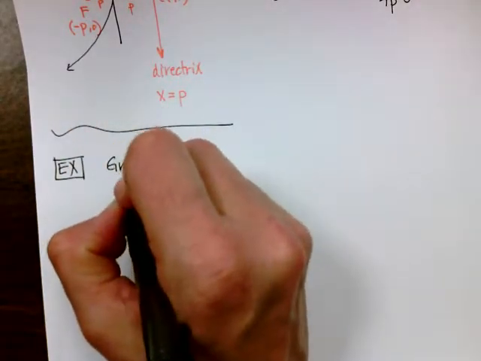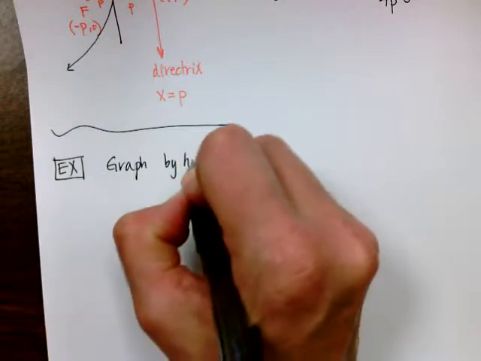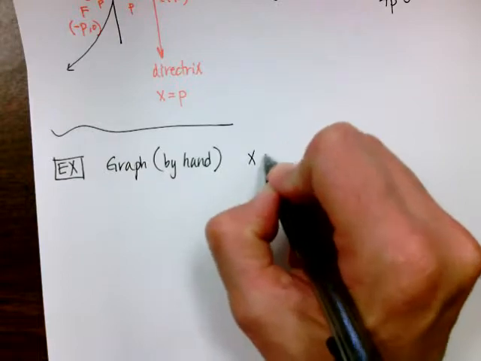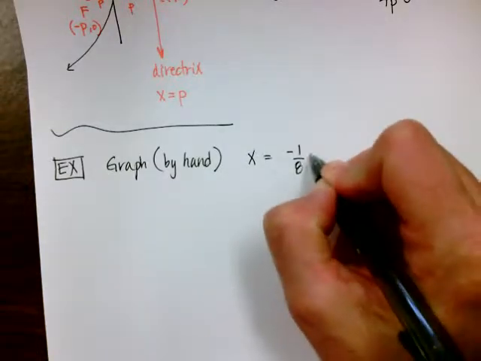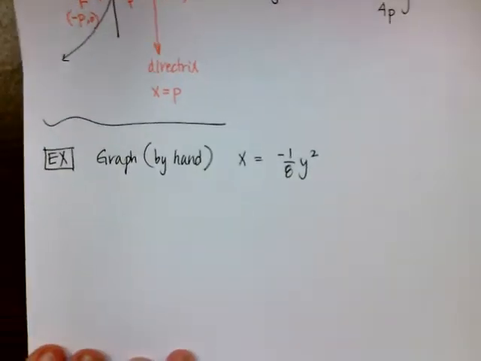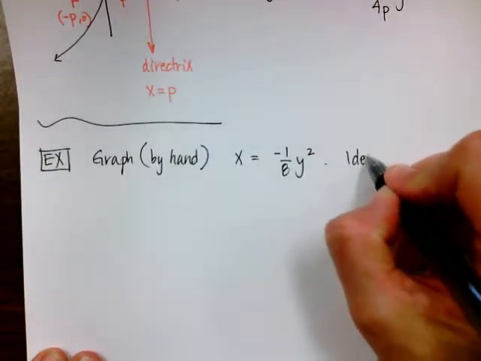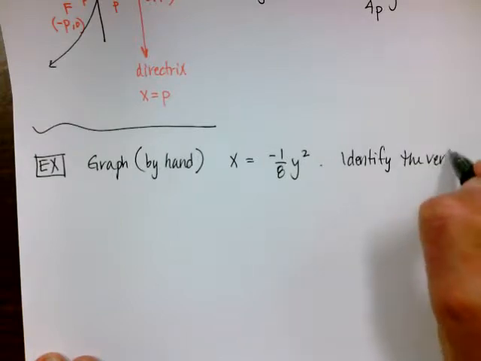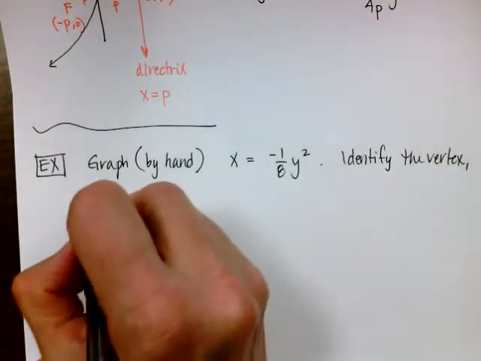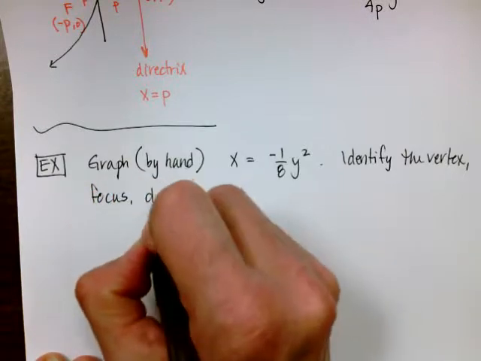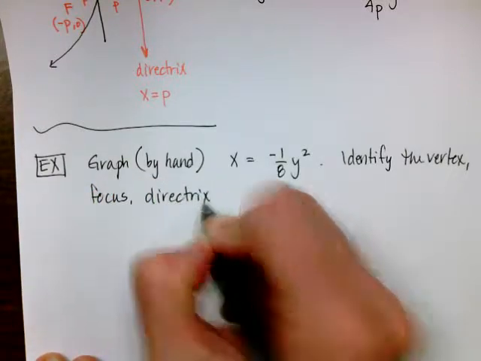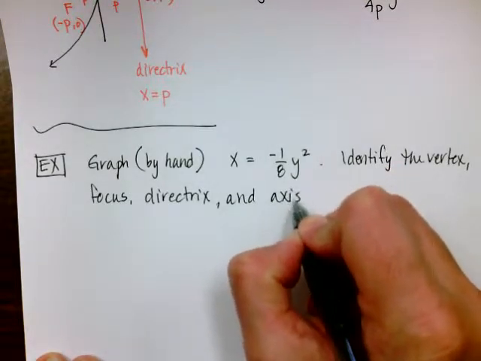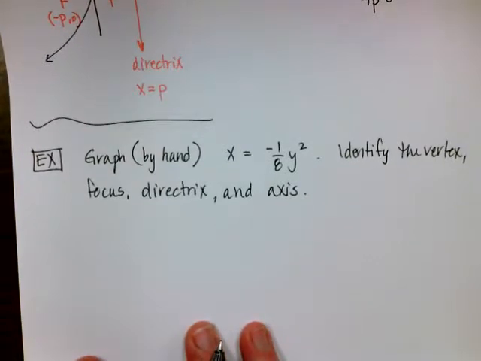So I want a graph, by hand of course, labeling everything, and I'm going to be given x is equal to a negative 1 over 8 y squared, okay? And then once I've graphed, I want to identify, and I'll show you how I expect you to report your answers, the vertex, the focus, the directrix, really weird word, and the axis. And remember, that's the axis of symmetry. We just say, and the axis, okay?